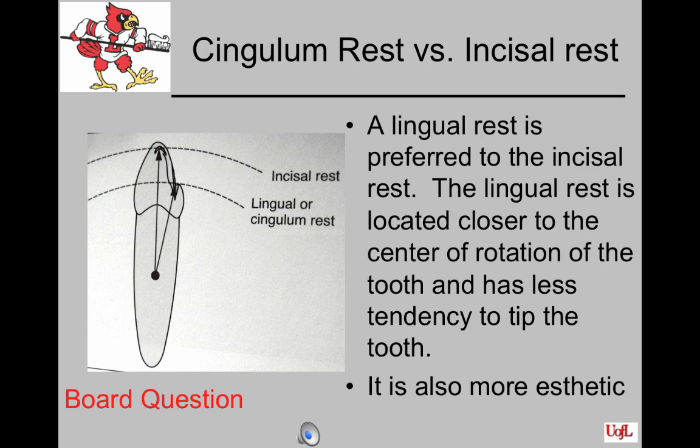A lingual rest is preferred to the incisal rest because the lingual rest is located closer to the center of rotation of the tooth and has less tendency to tip the tooth. It is also more aesthetic. You will sometimes see board questions related to these facts.